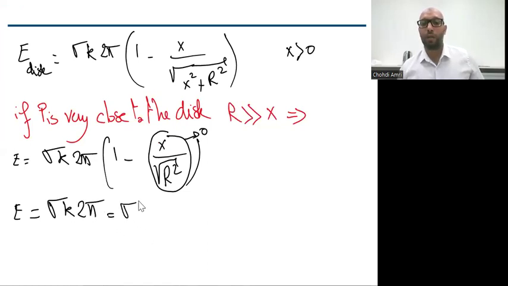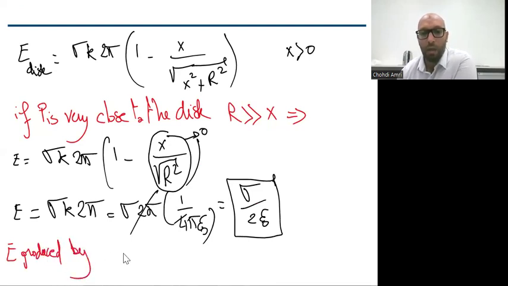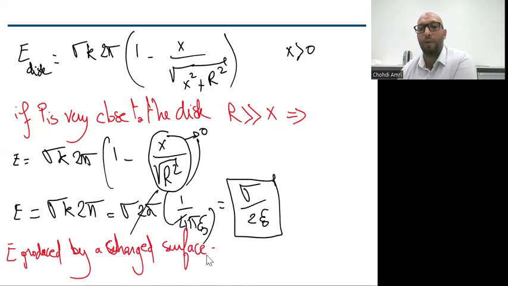However, we know that k is equal to 1 over 4 pi epsilon naught. Very good. What do you think about this 2 pi? This will be cancelled, so it will be sigma over 2 epsilon naught only. Look at this expression. This is the electric field E produced by a charged surface, because when we are very close to the disk, we see the disk as a surface.